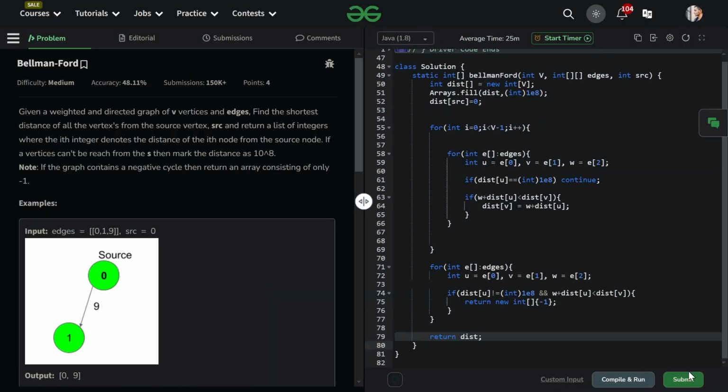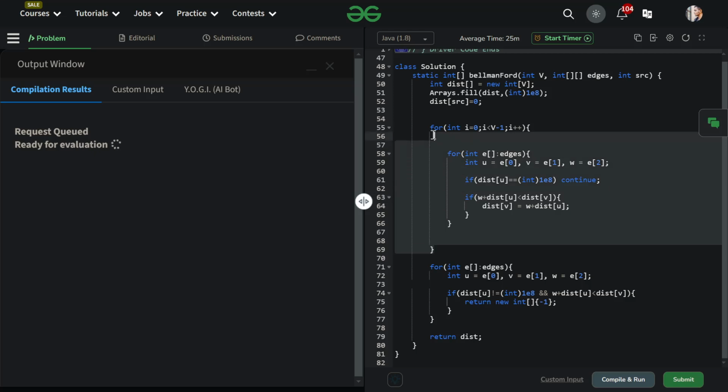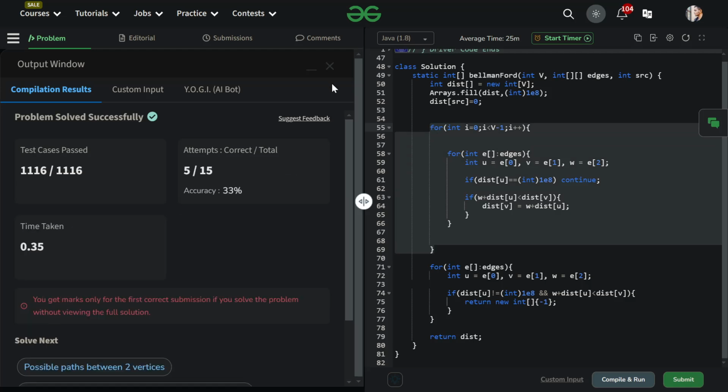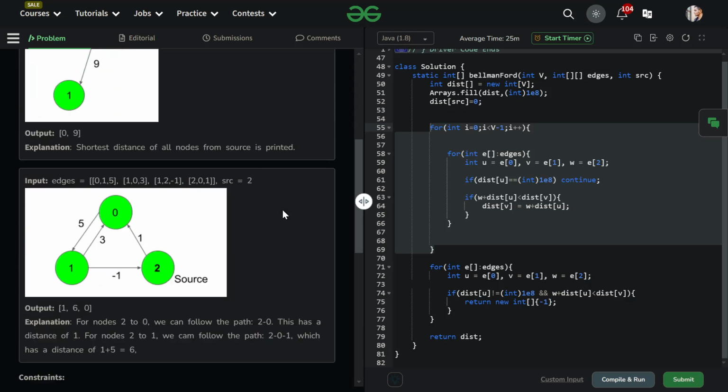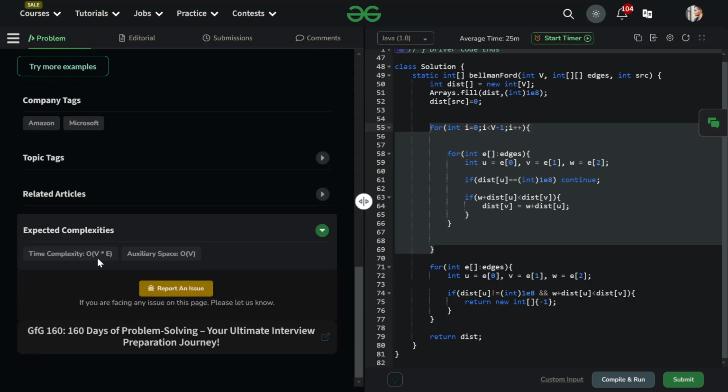So let's give it a try, and let's talk about time and space complexity. What do we have? We have the edges list, and outside this we have v. So v and edges list. V cross E is our time complexity, and our space complexity is just for distance, which is order of V. So it's a pretty straightforward algorithm.